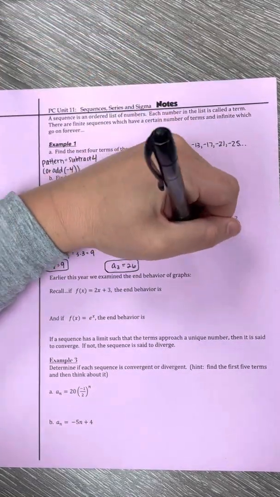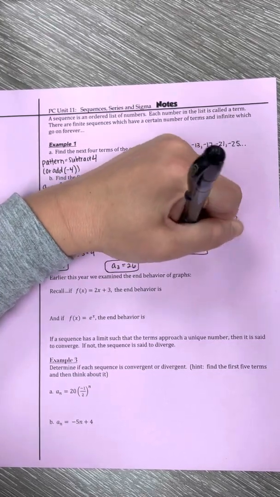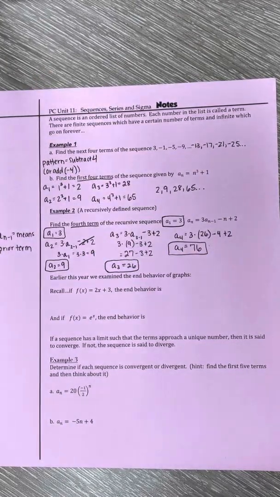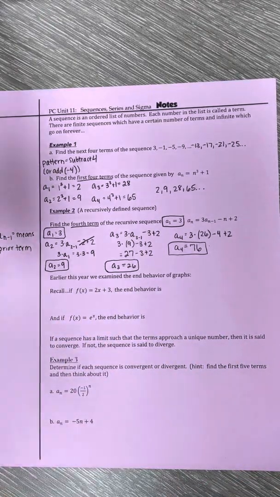All right, when you plug all that in, you'll get 76 as A4, and this is our final answer. So recursive means that, again, you'll need the prior term to find the next one. You have to build term to term until you get to the one that you're looking for.